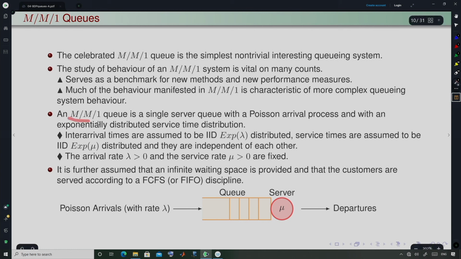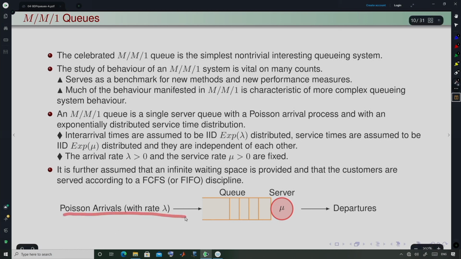Now what is an M/M/1 queue? It's a single server queue with a Poisson arrival process and an exponentially distributed service time distribution. So inter-arrival times are IID exponential with rate lambda and service times are assumed to be IID exponential with parameter mu, and they are independent of each other, meaning there is no relationship between the arrival process and the service process. These rates lambda greater than 0 and mu greater than 0 are fixed constants. As per the 4th and 5th notations in Kendall's notation, it is assumed that infinite waiting space is provided and that the customers are served according to the first come first served, or first in first out, discipline.